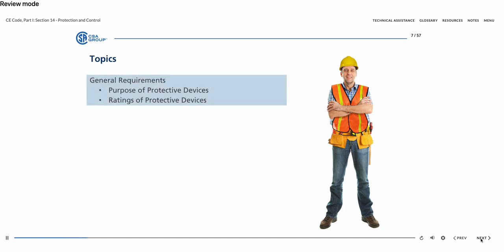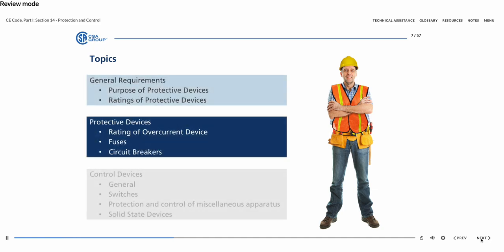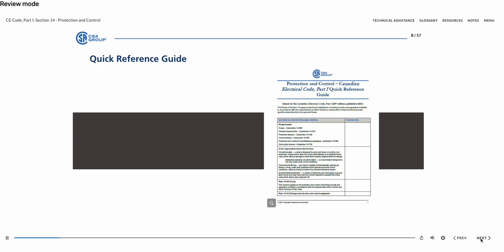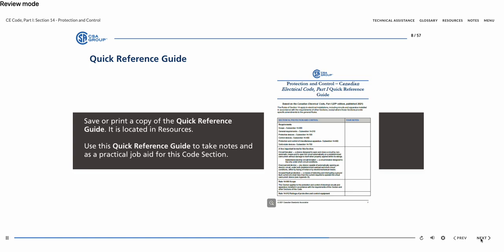This training is divided into topics. These topics build on each other, so a best practice is to review them in the order they are presented. Save or print a copy of the Quick Reference Guide. It is located in Resources. Use this Quick Reference Guide to take notes and as a practical job aid for this code section.